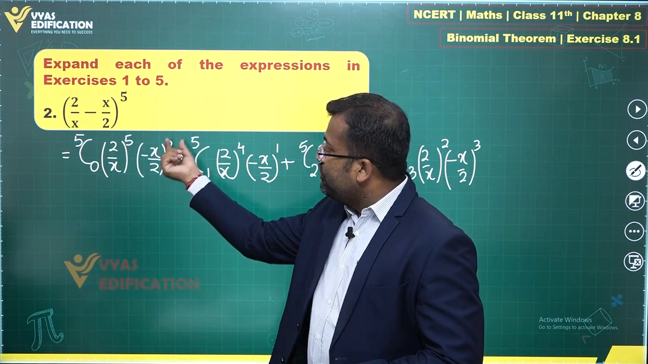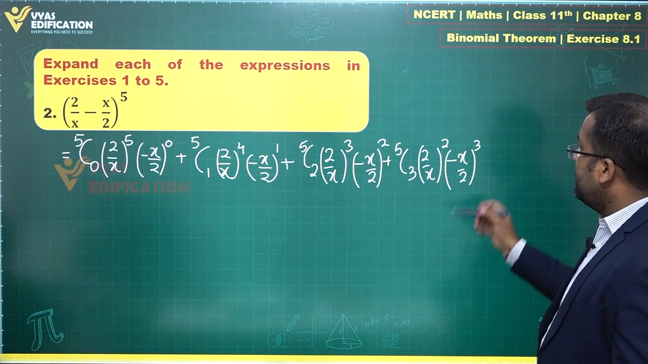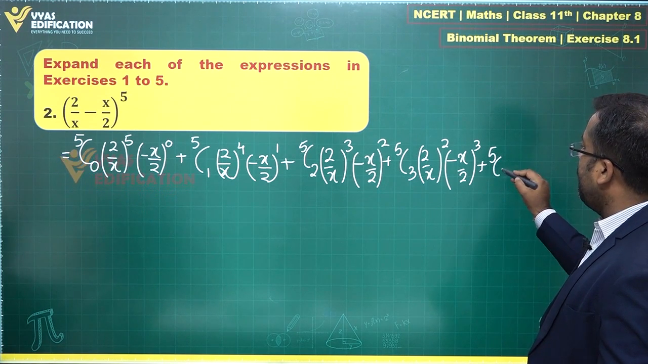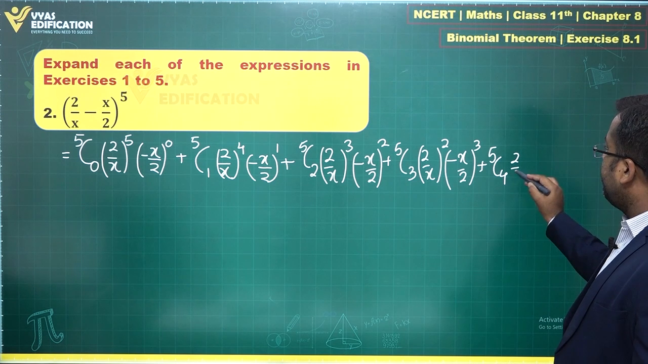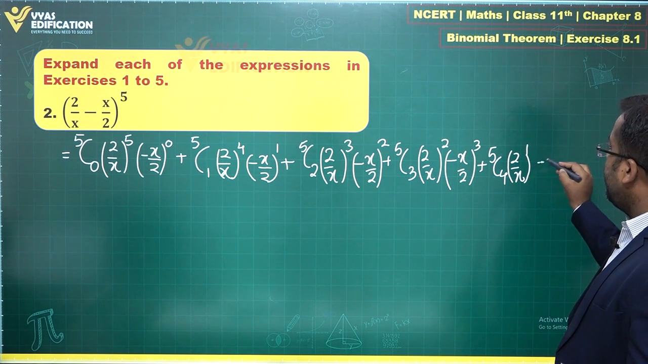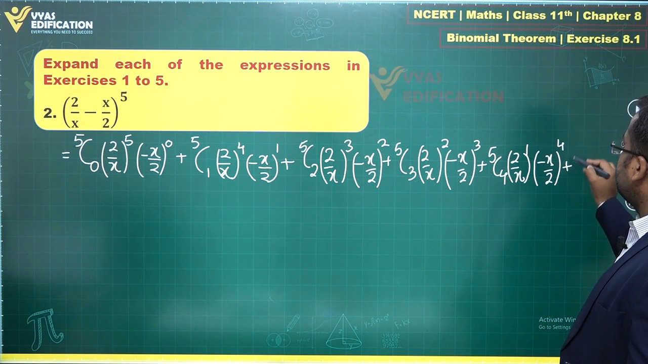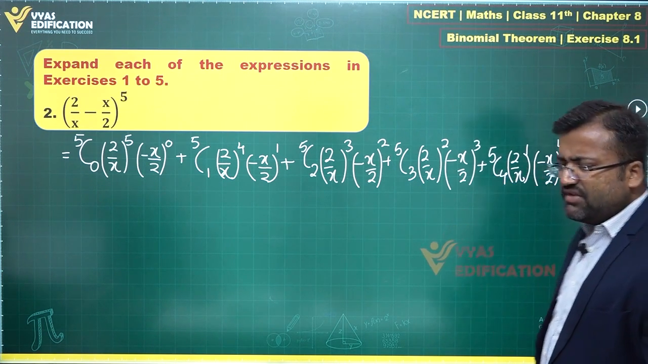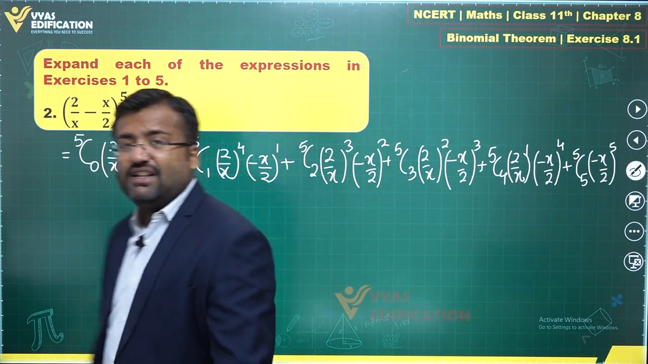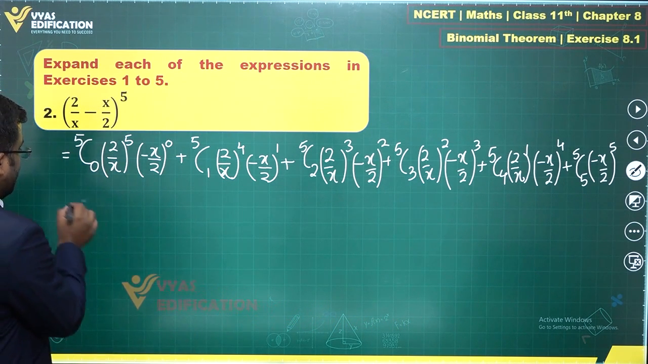And the power of minus x by 2 is increasing by 1 units gradually, as you may observe. The next term will be 5c4, 2 by x power 1, minus x by 2 power 4. The last term will be 5c5, minus x by 2 power 5. Since 2 by x power 0 is simply 1, I've skipped that, right? That's simply 1. This is the complete expansion, and what will this value be further equal to?